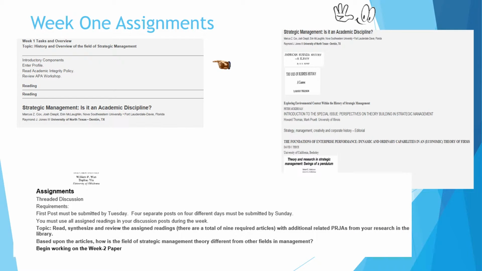And then finally, the assignment for week number 1 is a discussion post. You're to read, synthesize, and review the assigned readings and also any additional peer-reviewed journal articles. And the topic is how the field of strategic management is different and how it evolved from other fields within the management area. Okay, so that's going to be the discussion topic, and again, you're required to use the readings for this week. That's what they're there for.